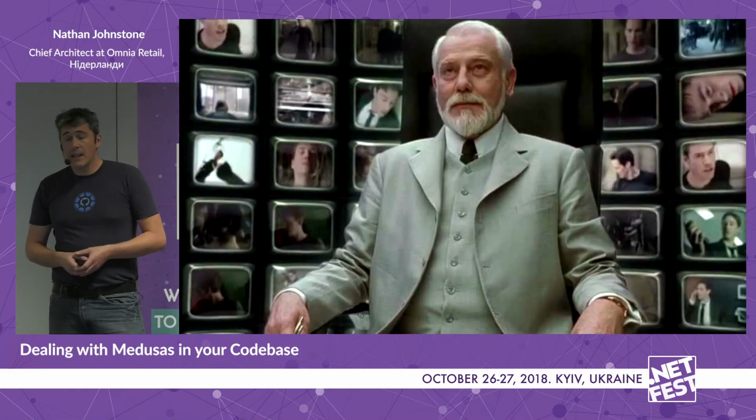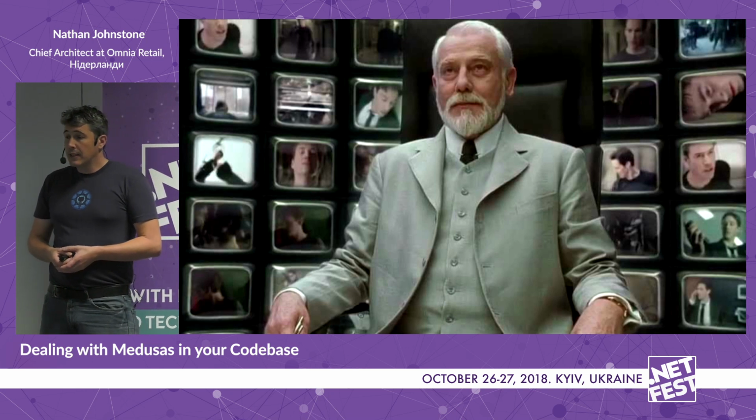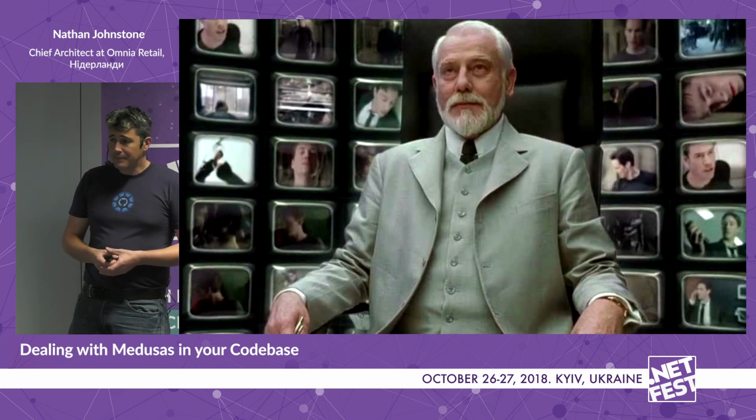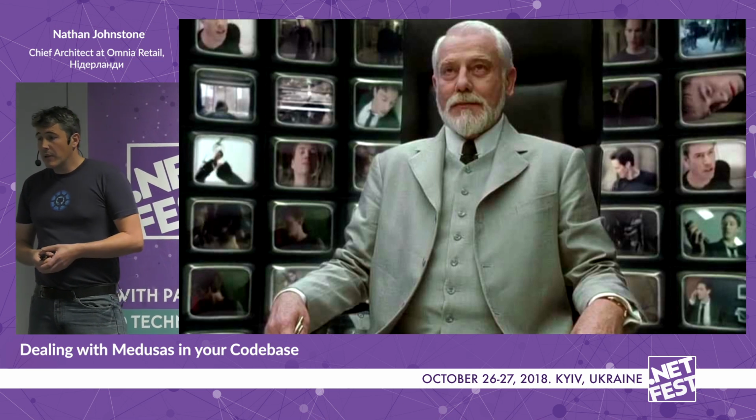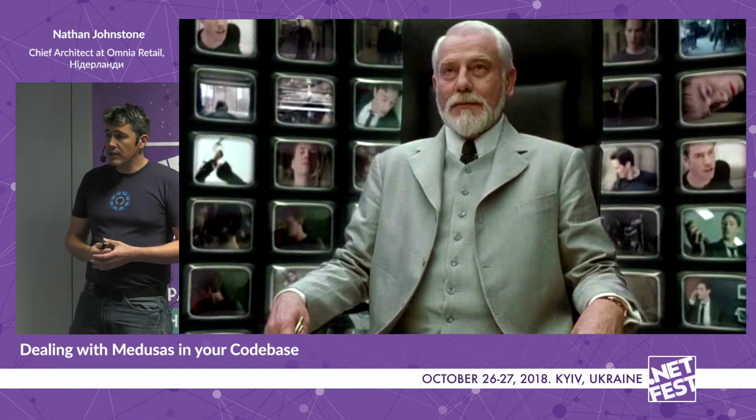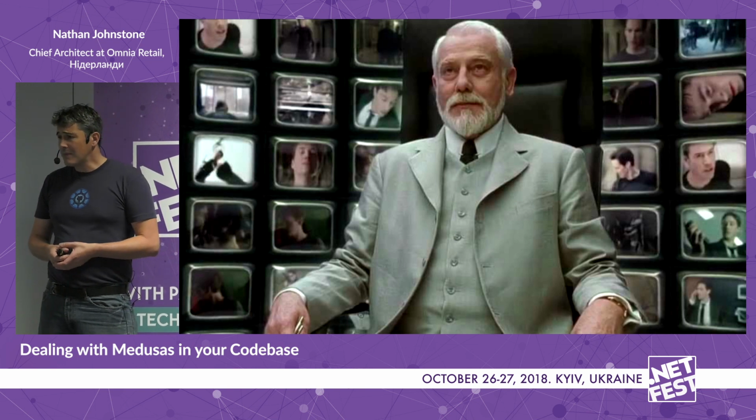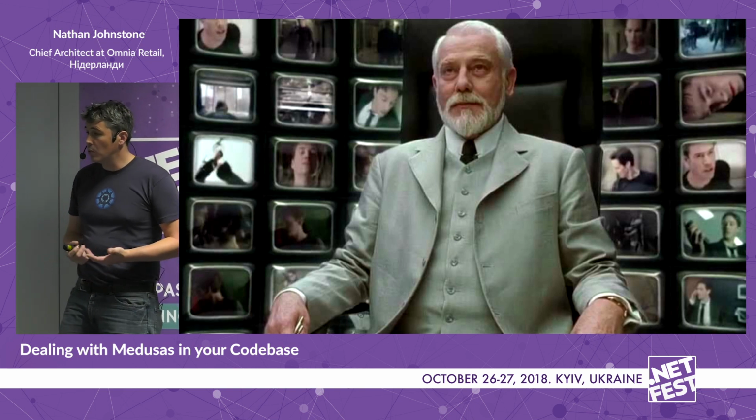I'm Nathan Johnstone. I'm the chief architect at a company called Omnia Retail based in Amsterdam. And what is it that we do? Well, Omnia is a SaaS offering, and it's around online pricing and marketing automation. We help our customers regain control of pricing of their assortments. This saves them time and helps them to get optimal growth.